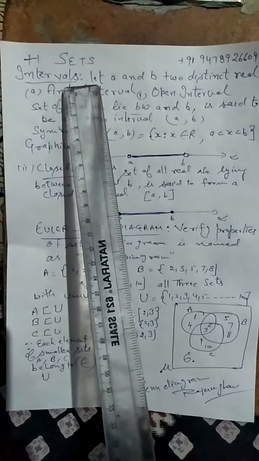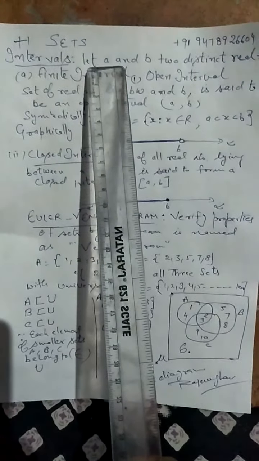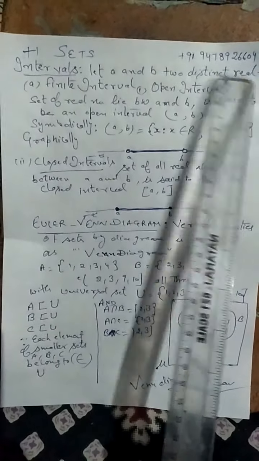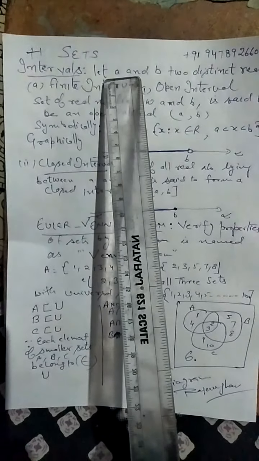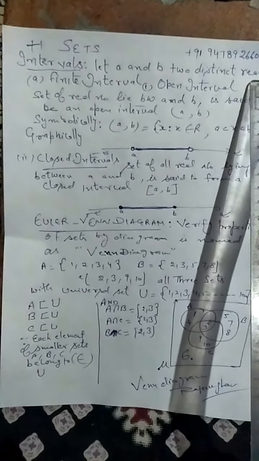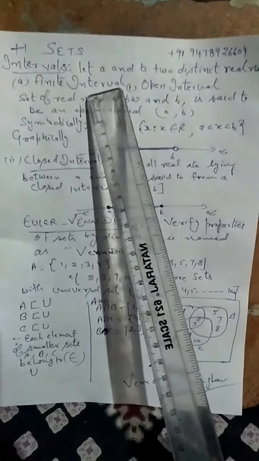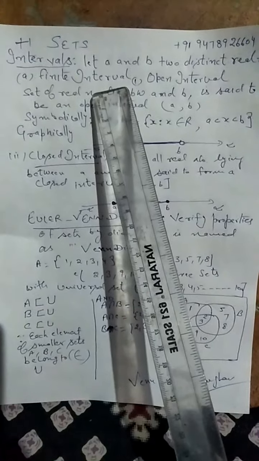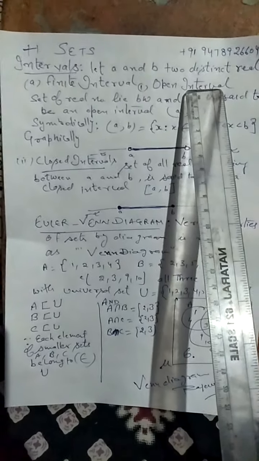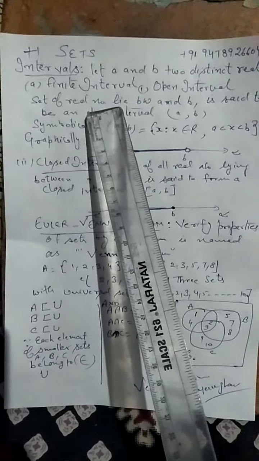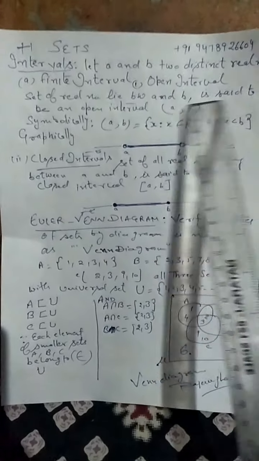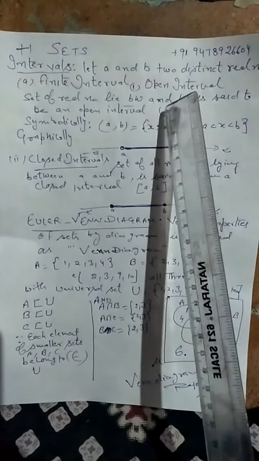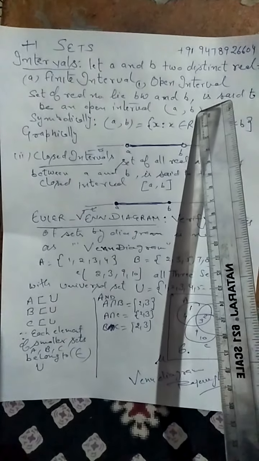Now in sets, number intervals: you have to show the numbers on intervals. What are intervals? You have two values a and b, two distinct points belonging to real numbers, in a finite interval. Finite interval means you know from where to where you have to go. First of all, the open interval. The set of real numbers lying between a and b is said to be an open interval.